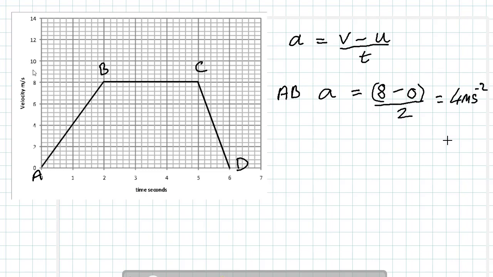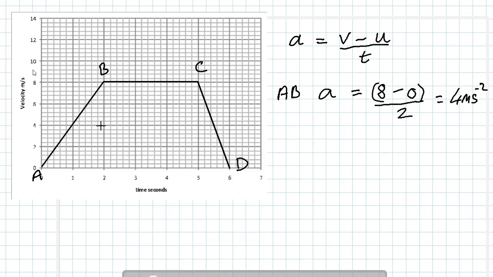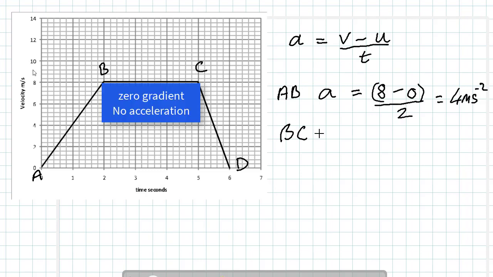Let's look at the graph and see how that matches up. 4 meters per second per second means every second the velocity is going to increase by 4 meters per second. Another second, it's increased by another 4 meters per second to give us 8 meters per second. Now, the journey B to C, we can see that the gradient is flat. There is no change in the velocity, and if there's no change in the velocity, we can say that the acceleration is going to be equal to 0.